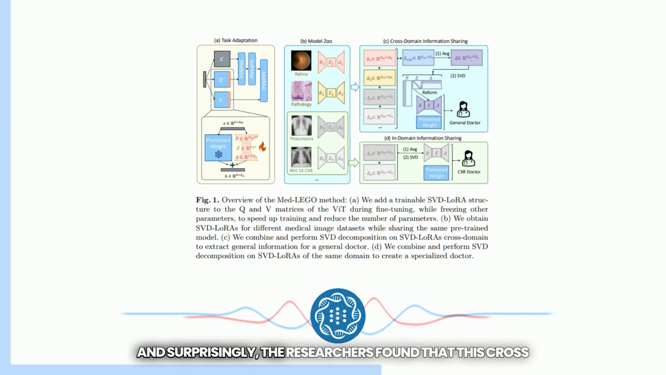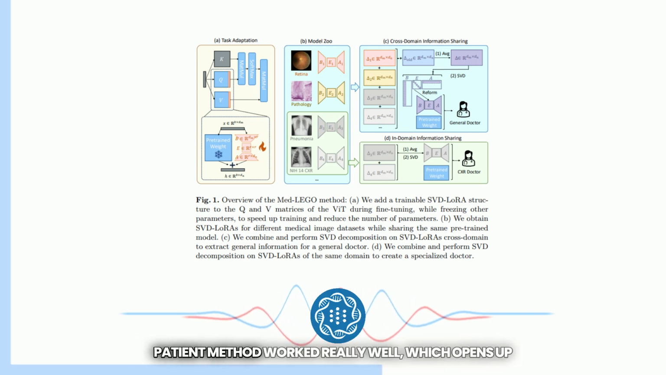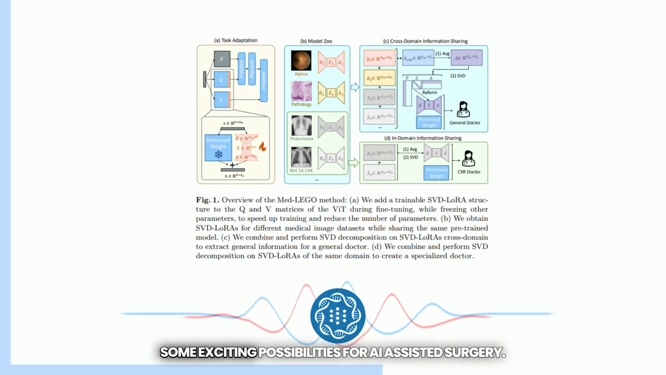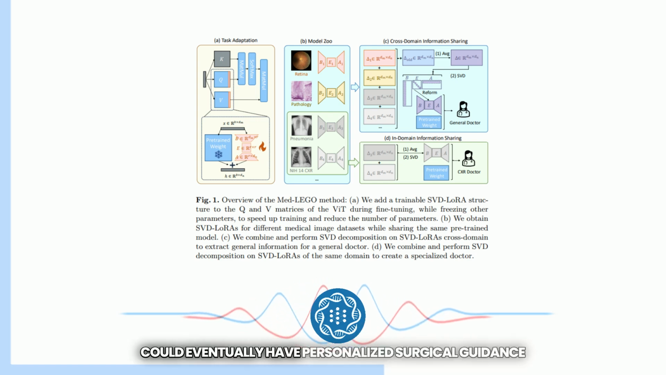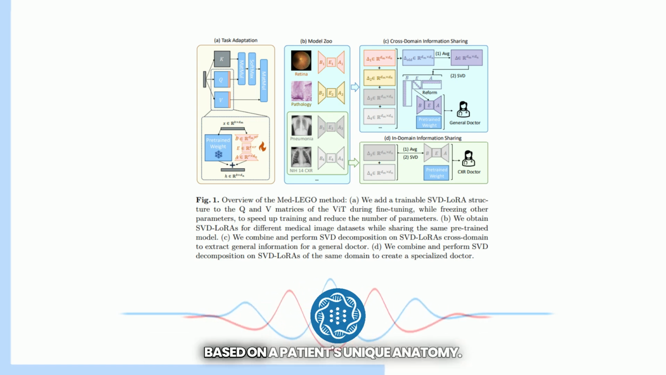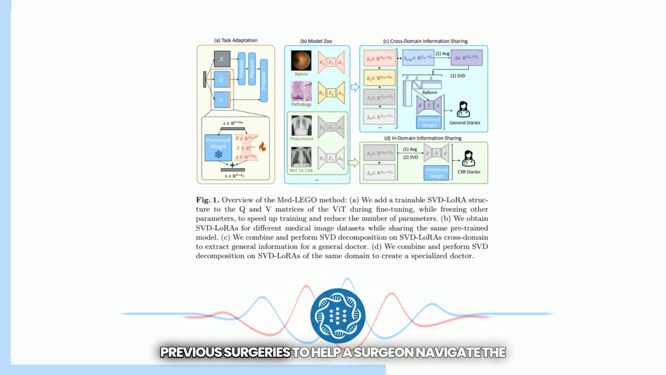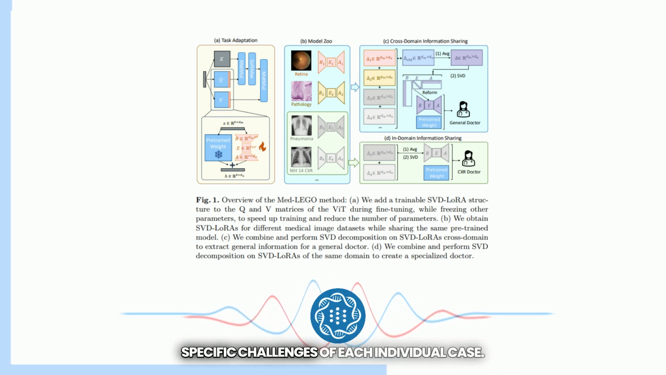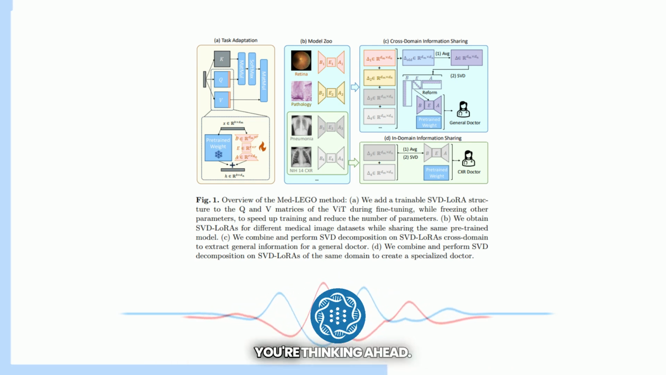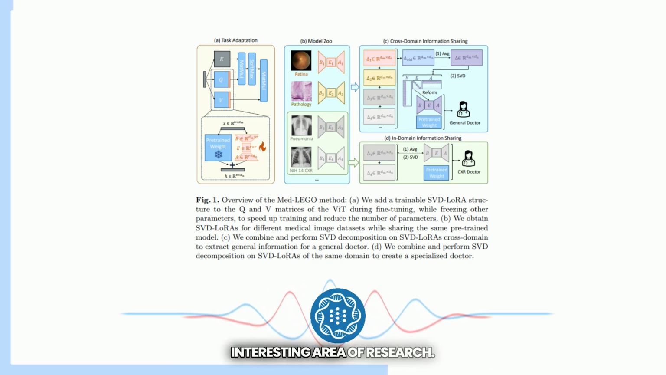And surprisingly, the researchers found that this cross-patient method worked really well, which opens up some exciting possibilities for AI-assisted surgery. It makes me wonder if we could eventually have personalized surgical guidance based on a patient's unique anatomy. The AI could use what it's learned from previous surgeries to help a surgeon navigate the specific challenges of each individual case. You're thinking ahead. That's definitely a really interesting area of research.